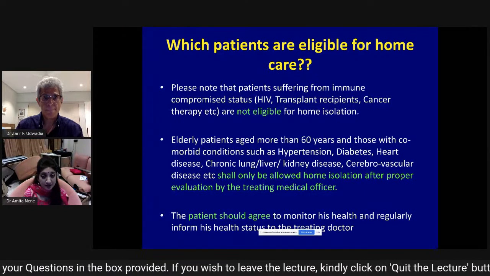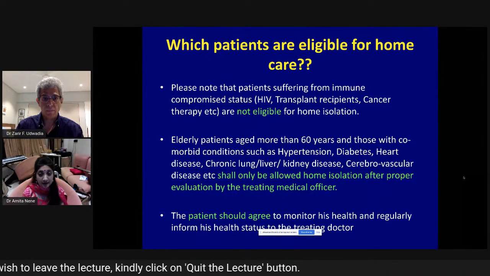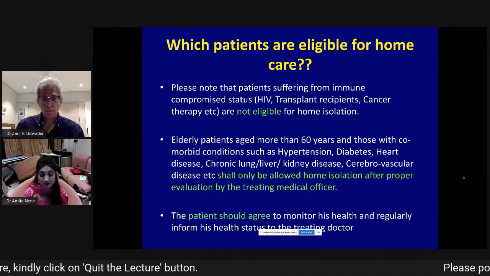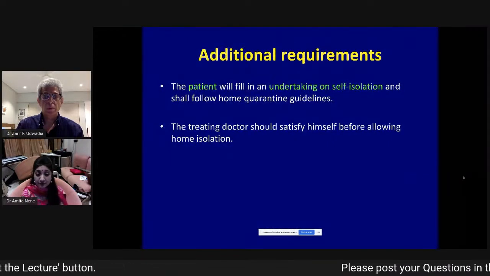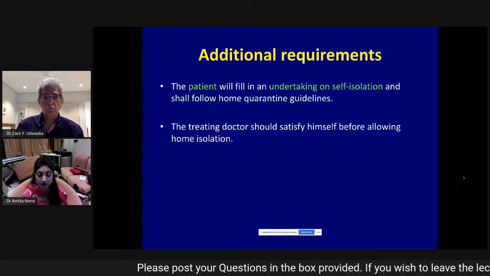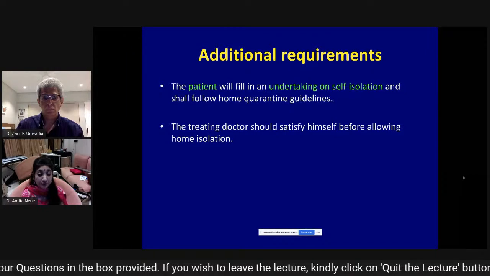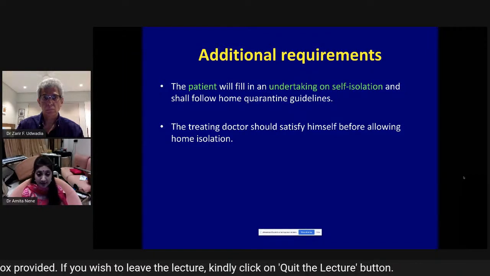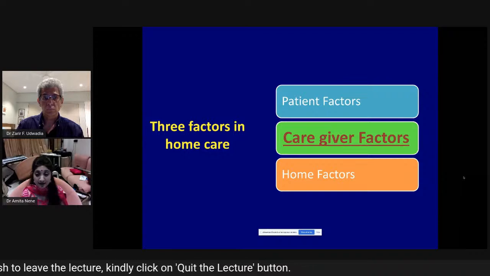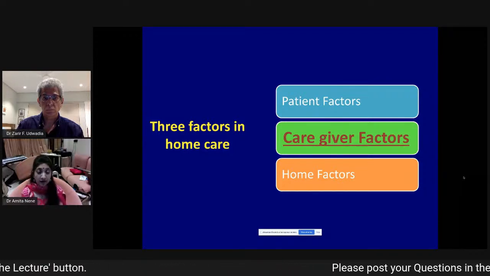The patient, most importantly, should agree to monitor his health and should regularly inform his health status to the treating doctor. The patient will have to fill an undertaking on self-isolation and shall follow home quarantine guidelines. The treating doctor should satisfy himself before allowing home isolation. So these are the patient factors which have to be attended to before we decide to offer home treatment to the COVID patient.